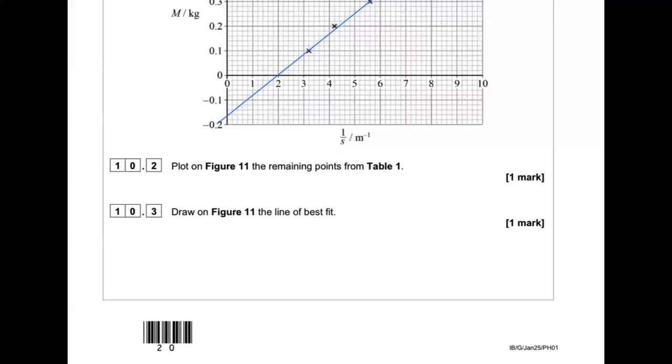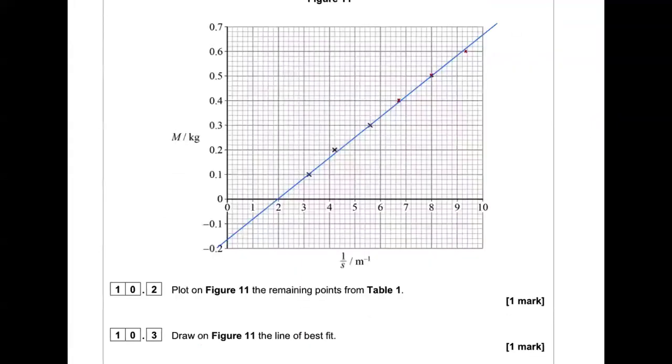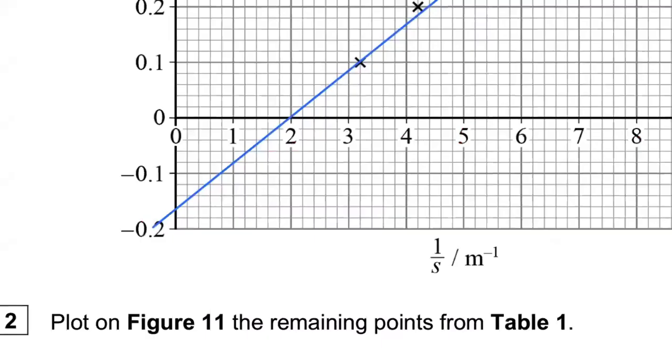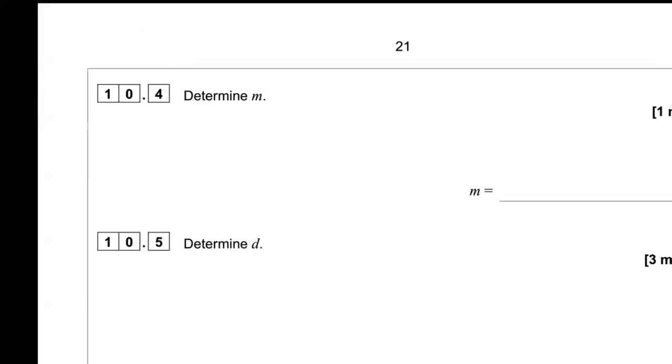Determine m. Okay, so m here, if I look at this, this is your y-intercept, right? Because of this, y equals mx plus c. So y-intercept is minus m. Similarly, the gradient is md. So y-intercept is negative m. So negative, this seems like 0.12, 0.14, 0.16. So this is negative 0.16. So m is just equal to 0.16.